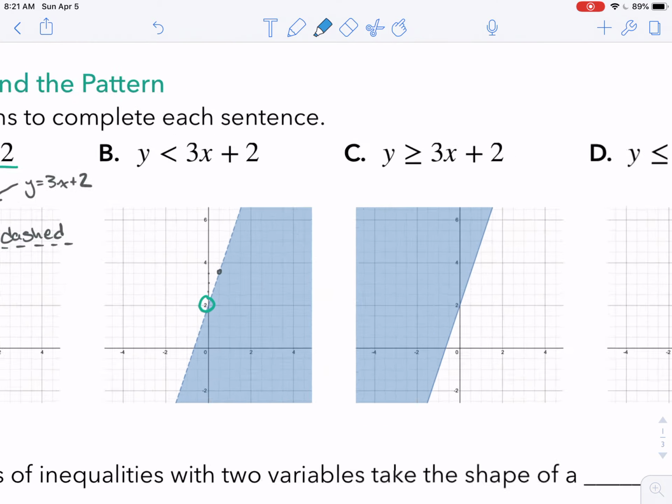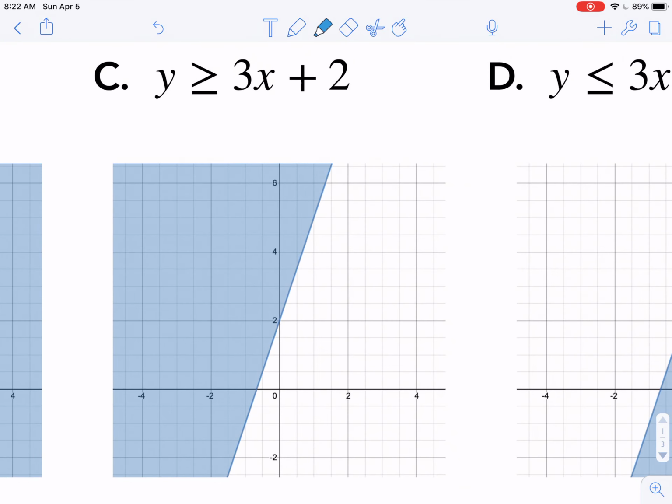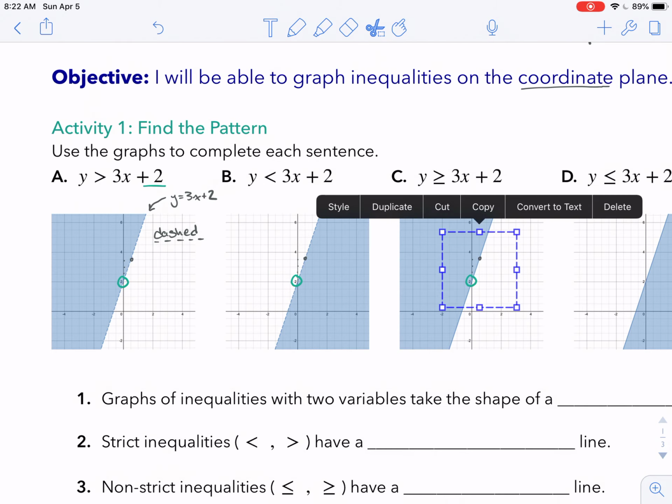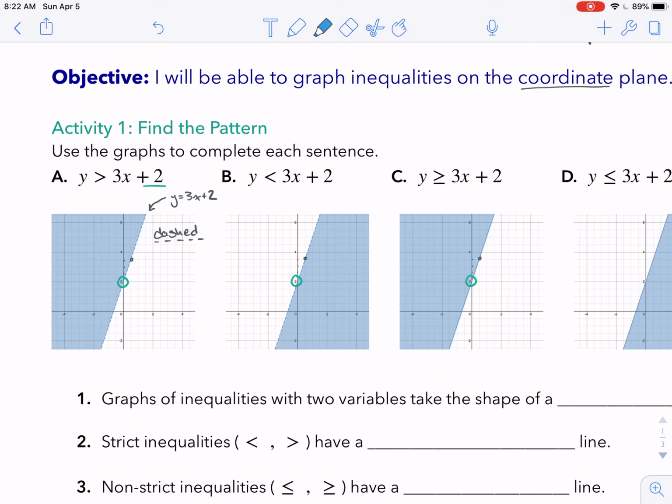Looking at our third graph right here, it looks very similar to our first one. It's got our same y-intercept, our same slope as normal. The only difference from our first one is that it's got the shading on the other side too, but this line is now solid. And what's the difference in our inequalities? Well, the only thing that changes from y is greater than 3x plus 2 to y is greater than or equal to 3x plus 2 is this equal to right here.